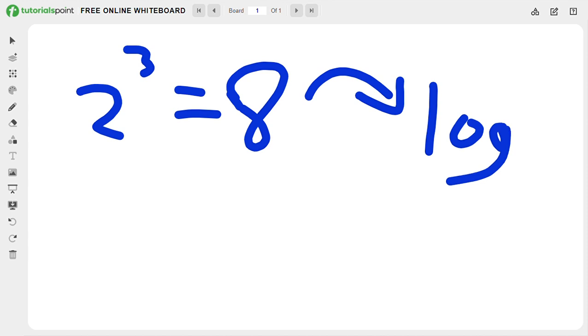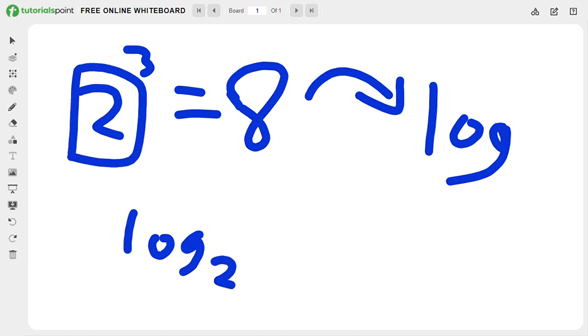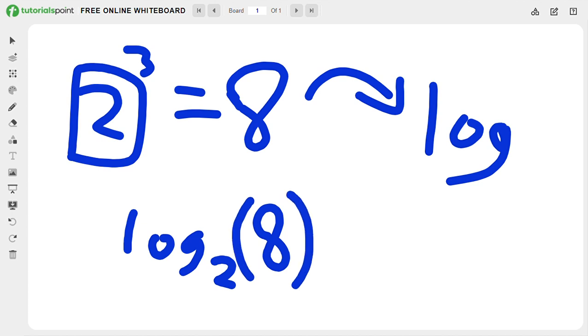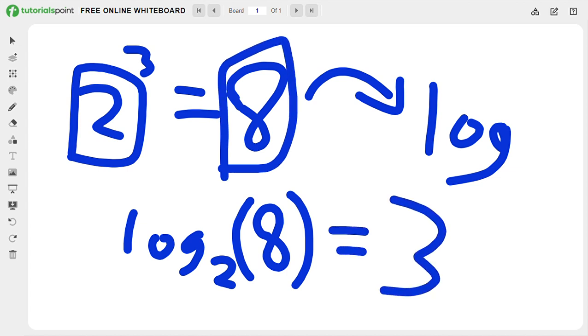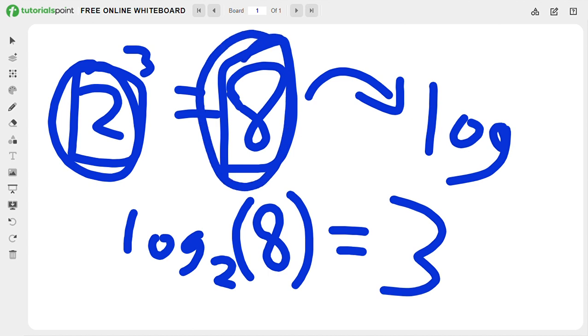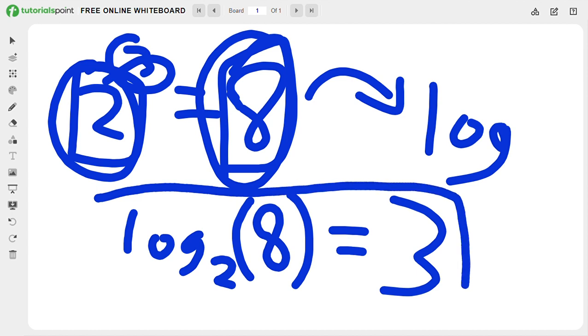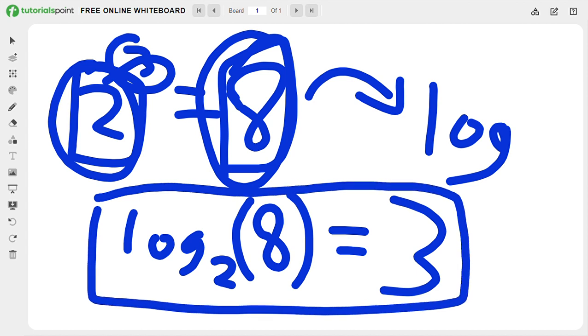So how we do that is by writing log base 2. So here we have 2, so we put the 2 in a little subscript on the bottom. So log base 2 of 8, and usually I like to put little parentheses, but you don't need to, of 8 equals 3. So we have the log and then the base at the bottom, and what it equals is the exponent. And so this is how we rewrite 2 cubed equals 8 in logarithm form.